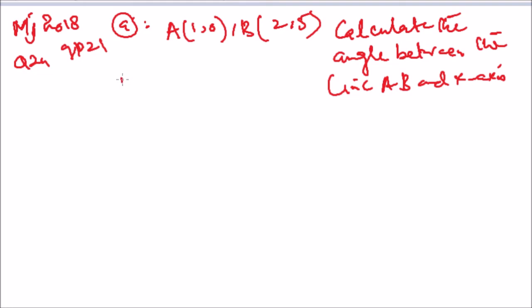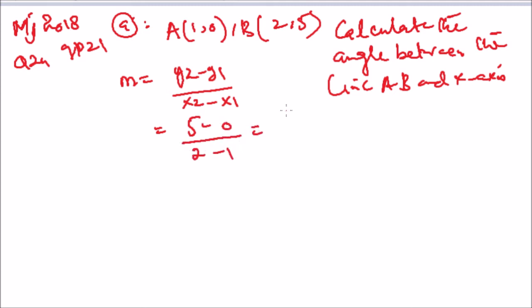First get the gradient. Gradient is what? y2 minus y1 over x2 minus x1. So get the values here, put the values in this formula. 5 minus 0 over 2 minus 1. We got 5 over 1. That is the gradient. Now to get the angle between this line and the x-axis, just equate this thing.